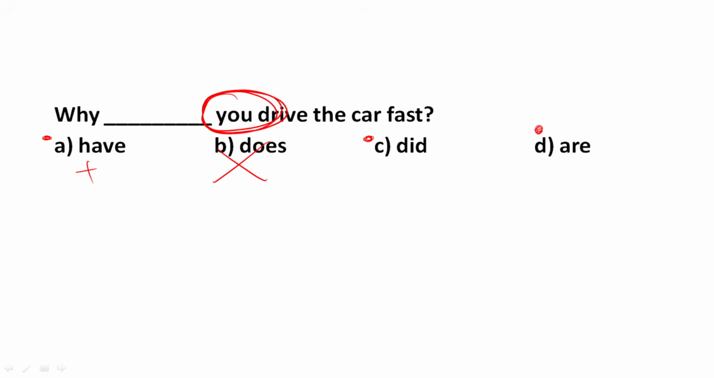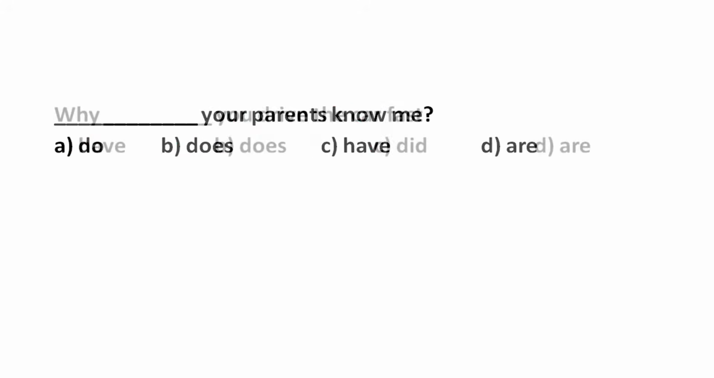Now, what is a verbal form? When have comes, V3 comes. When did comes, V1 comes. When are comes, ing comes. Correct?